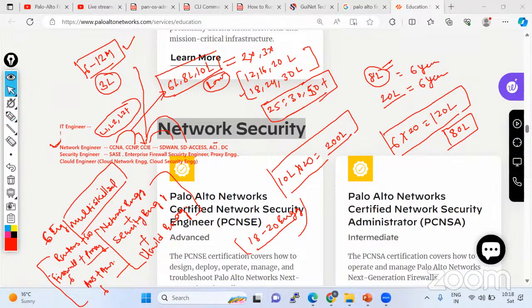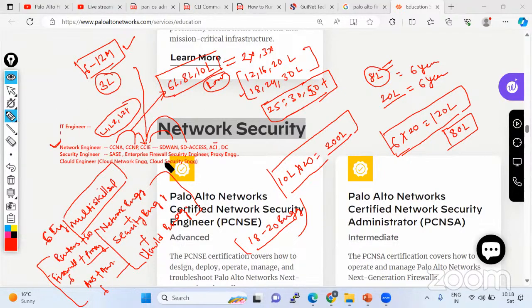So what type of engineers are they? The 20 lakh engineers are not just limited to routing switching. They are not just limited to the firewall, proxy, and AWS. I'm just giving an example. This figure is just an example. This could be higher, this could be lower, but you just have to understand the chronology of what is going to happen in the market trend.